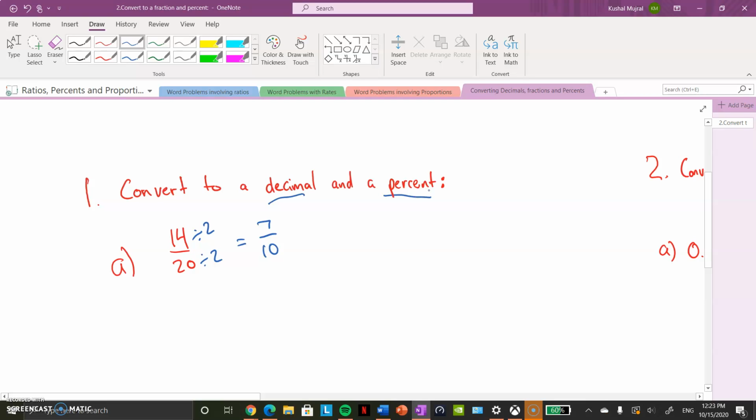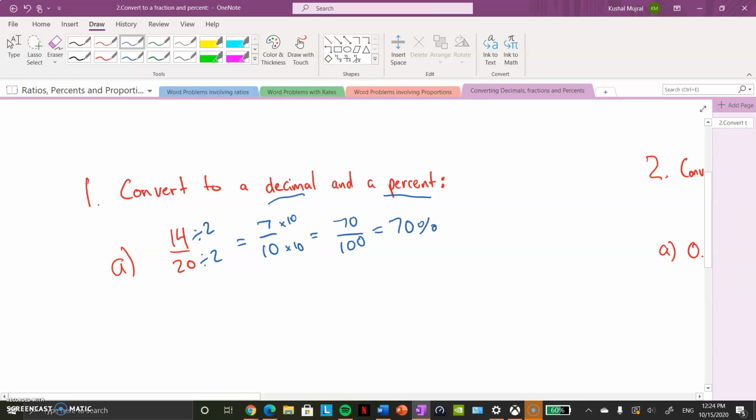Converting it to a percent is really easy, because percent means over 100. So if we were to convert this to a percent, we can multiply the top by 10 and the bottom by 10, and it becomes 70 over 100. So that's 70%.